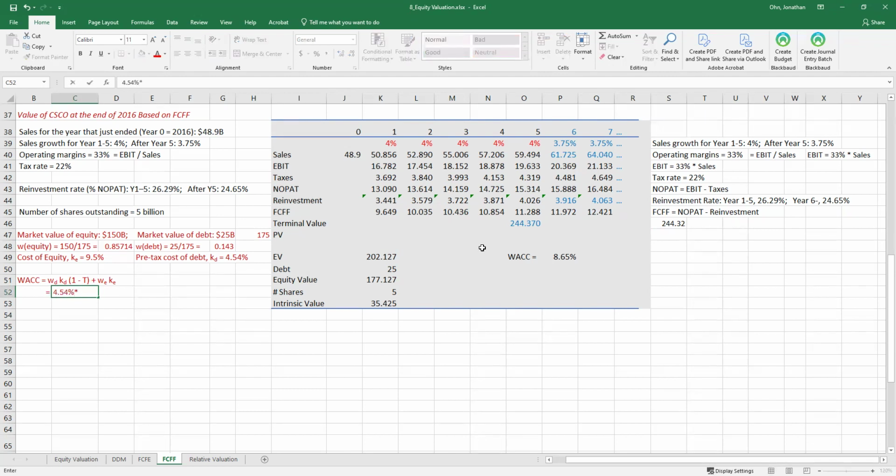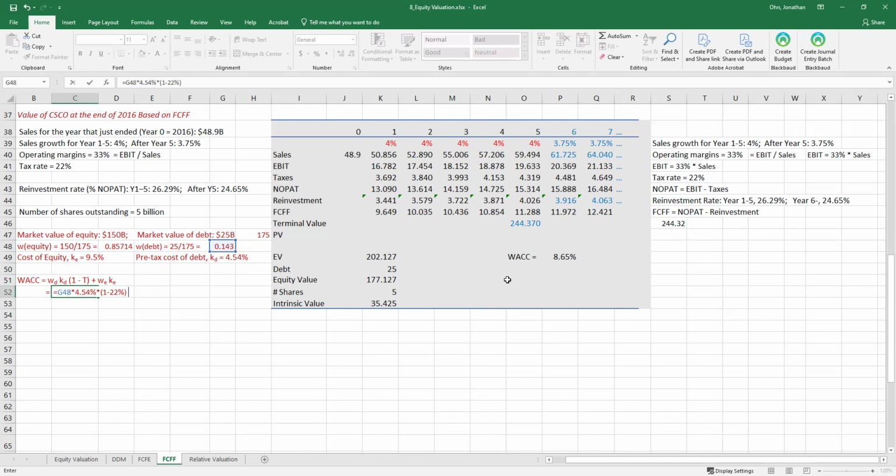4.54% times a weight. We have to use weight first. Weight is like 14.3%. This one times, where's it? Weight? Oh, here. 14.3%. That's the weight times cost of debt. Pre-tax cost of debt is 4.54% times the tax adjustment, 22%.